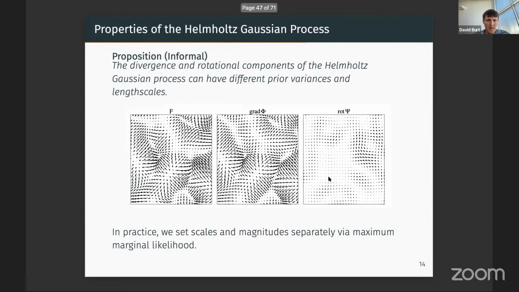On the other hand, if you make the rotational part of a field small and the divergent part large, you get a very different looking sample from the prior. So the model can model a wide range of different ocean properties by changing these parameters. In practice, we're going to set the length scale and magnitudes separately via maximum marginal likelihood. So we can hope to learn if the field is mostly rotational or mostly divergent.